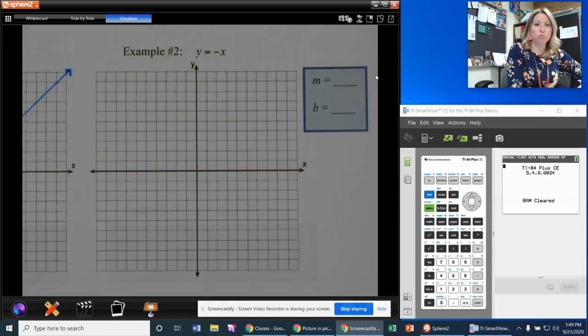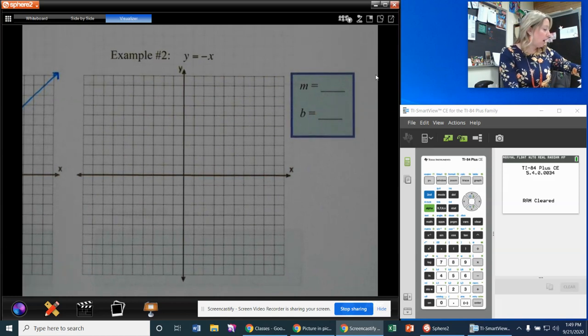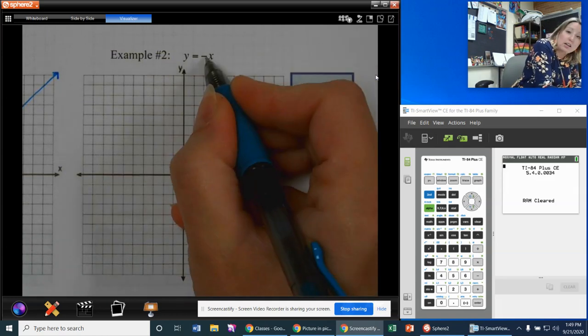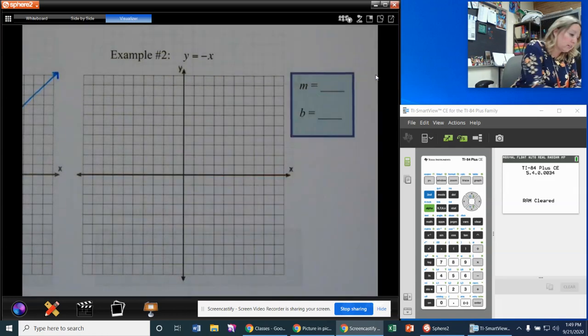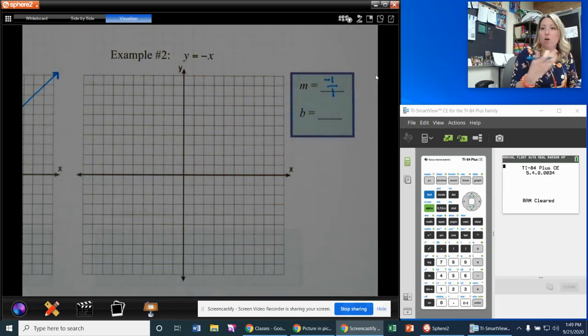All right, example 2, y equals negative x. Now we've got a minus sign in front of that x, which means that my slope here is negative. So this is a negative 1 that's really in front of my x. So my slope is negative 1 over 1. We can always take that whole number and put it over a 1 to make the fraction. And I do always label my slopes as fractions.